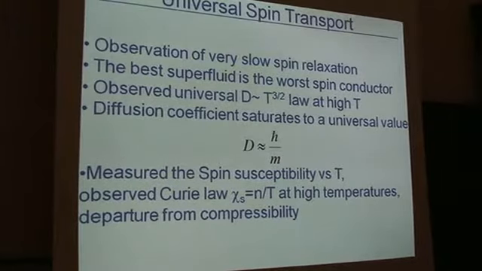We did measure the spin susceptibility, which I didn't show you, which shows the Curie law at high temperatures and the departure from compressibility at low temperatures as expected for a Fermi liquid. So in the range that we observe here, everything looks like a Fermi liquid, and we don't have the resolution to decide on pseudo gap or things like that.